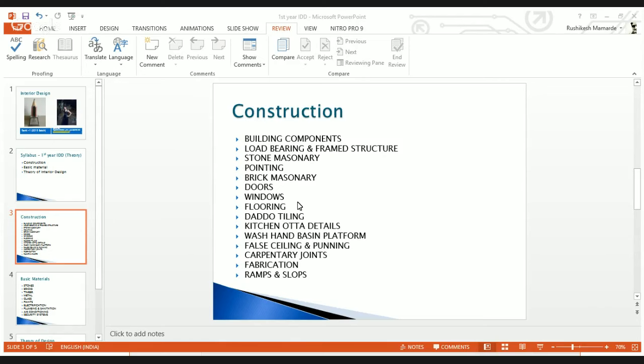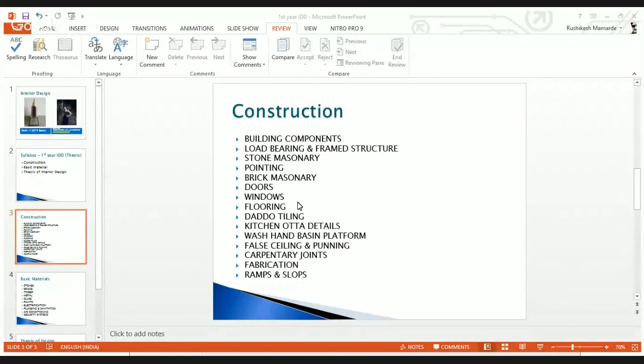Then the next is carpentry joint. As you are going to study interior designing, you should be very clear about carpentry joints, because wooden work, timber work, and carpentry work come under interior designing, and most of the work is carpentry. So you should know all the carpentry joints. For that, we are going to study these under this topic in later lectures.